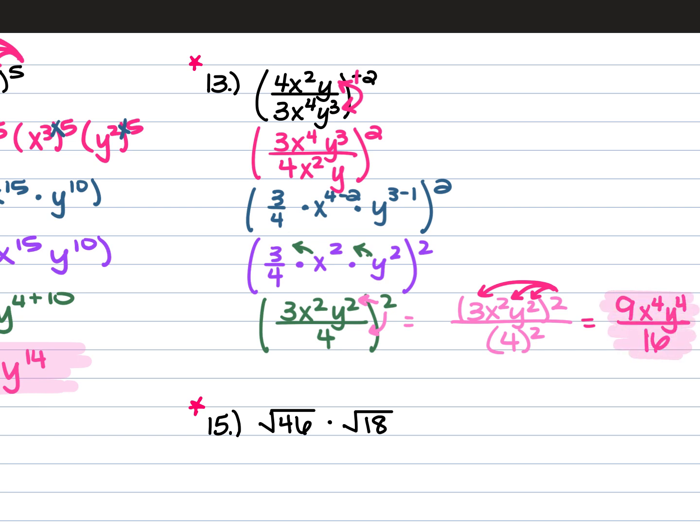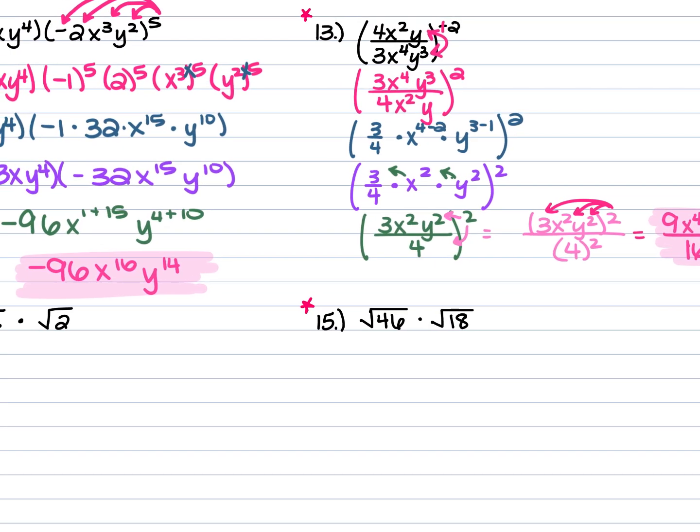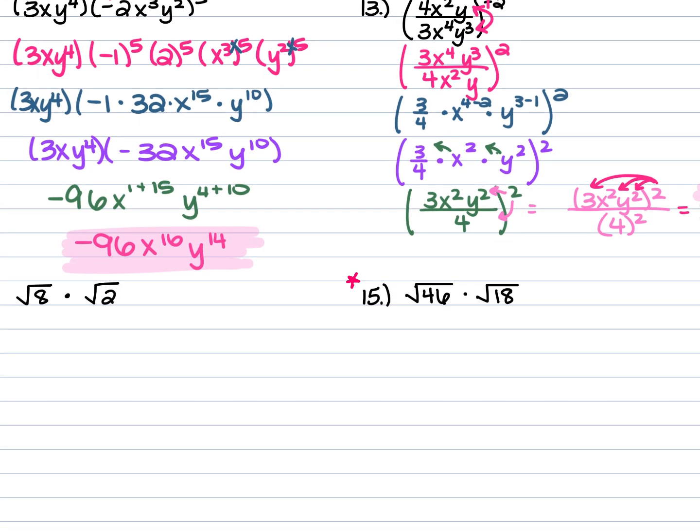For number 14, you have the square root of 8 times the square root of 2. Just like the one in your notes, it would just be the square root of 8 times 2, which is the square root of 16, and that's 4.